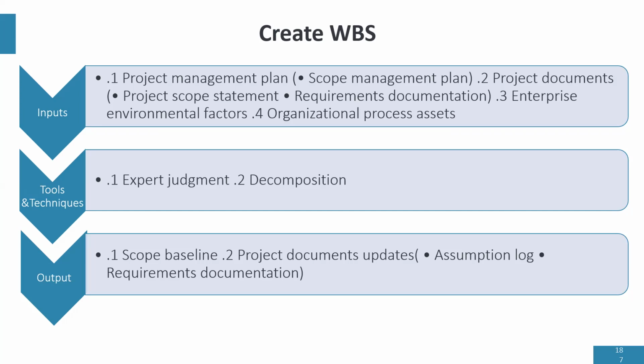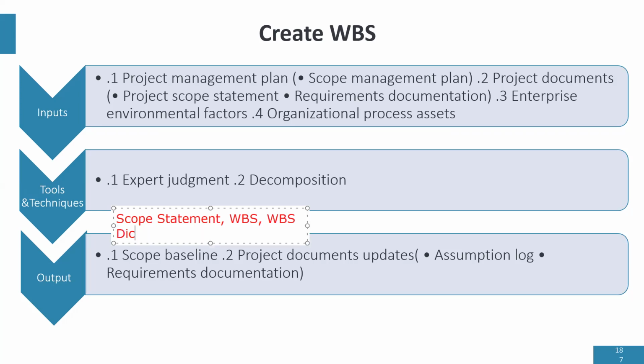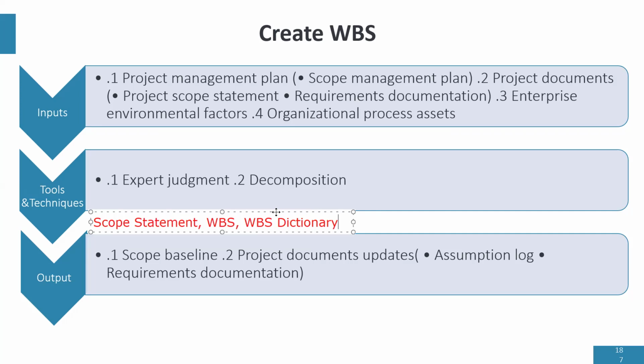Then, after breaking the deliverables down, we can now create what we call the scope baseline. So what's the scope baseline? Scope baseline contains 3 documents. It contains the scope statement, the WBS, and the WBS dictionary, right? These are the 3 things in scope baseline.